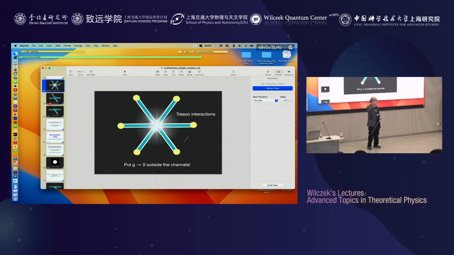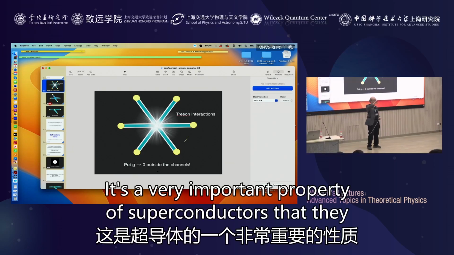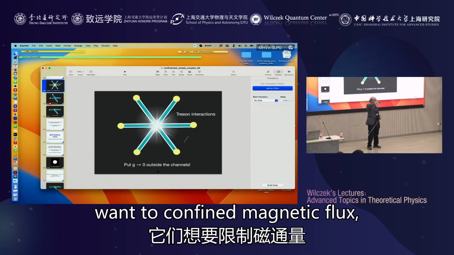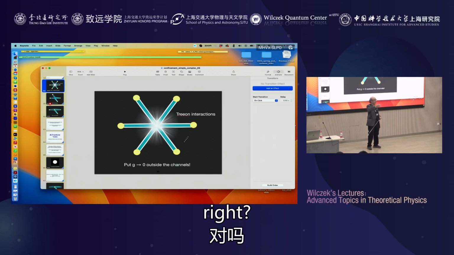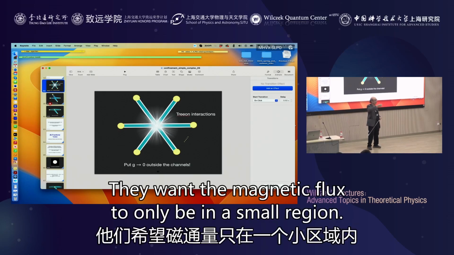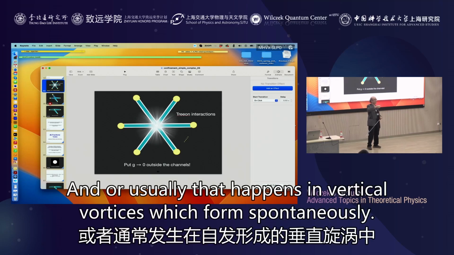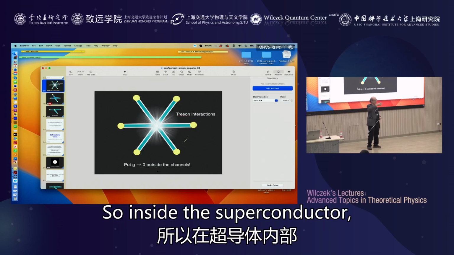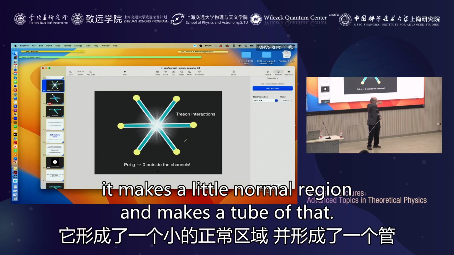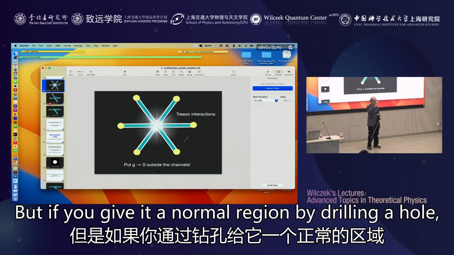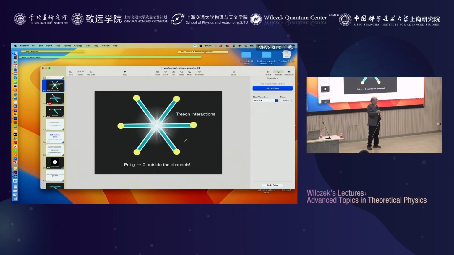It's not a new observation. It's a very important property of superconductors that they want to confine magnetic flux. They want the magnetic flux to only be in a small region, so it makes tubes, and usually that happens in what are called vortices, which form spontaneously. Inside the superconductor, it makes a little normal region and makes a tube of that. But if you give it a normal region by drilling a hole, it doesn't have to do that work. So this is sort of making artificial vortices.